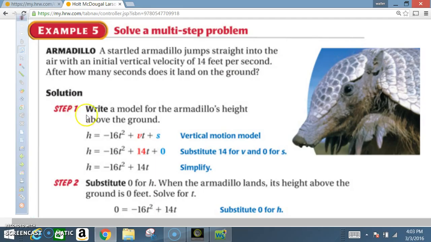Solution. Step 1. Write a model for the armadillo's height above the ground. We're going to use the vertical motion model. h is equal to negative 16t squared plus v times t plus s. Substitute 14 for v and 0 for s. So h is equal to negative 16t squared plus 14, that was the velocity, plus 0, that was his initial starting height. And we're going to simplify. We get h is equal to negative 16t squared plus 14t.